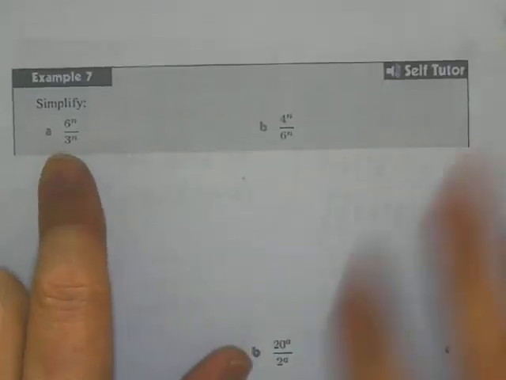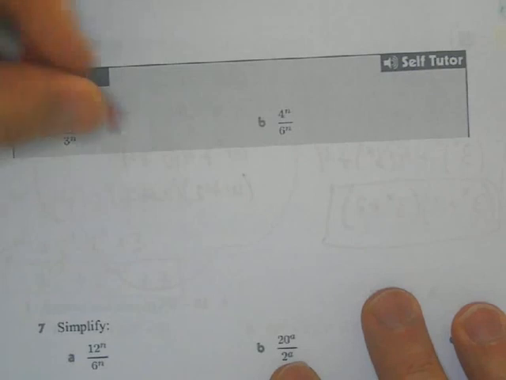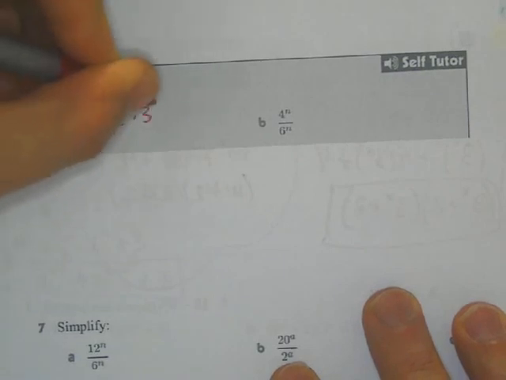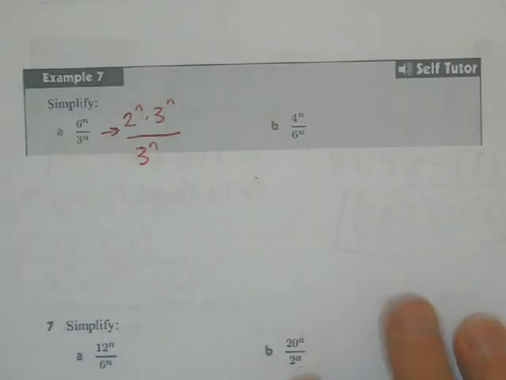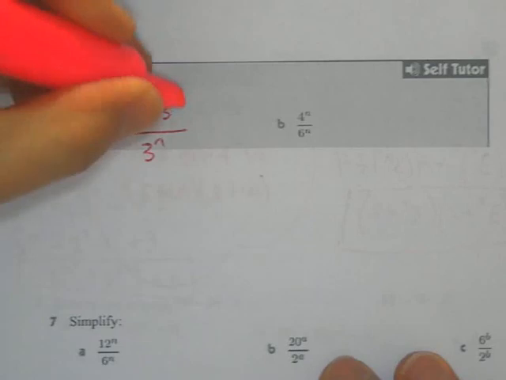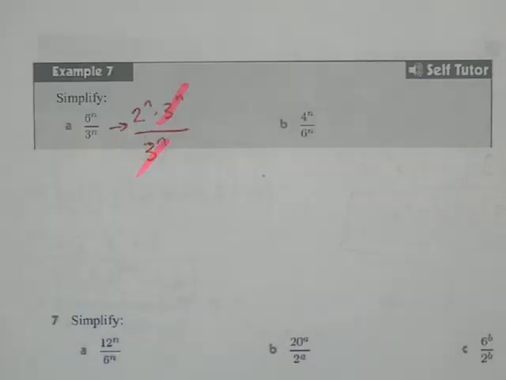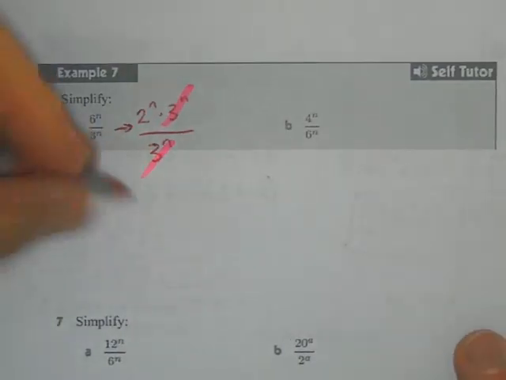Okay, the last new type of question is this here. So if I've got 6 to the n over 3 to the n, we can think of this as 2 to the n power times 3 to the n power over 3 to the n power. And then we can say, okay, the 3 to the n cancels out on the top and the bottom, and we're simply left with 2 to the n power.